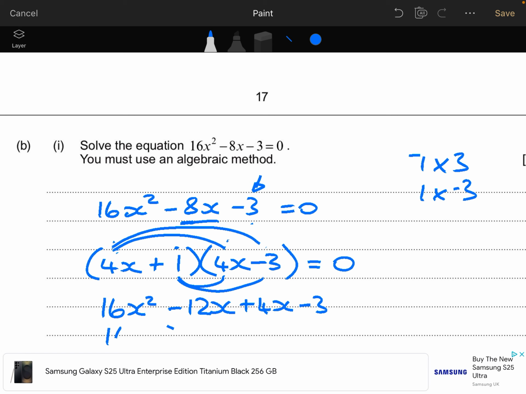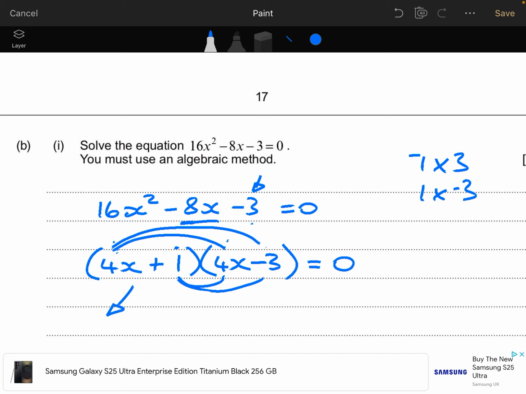So simplifying the middle bits, I've got 16x squared minus 12x plus 4x is -8x, which is what we wanted, and we've got the -3. So I know that that's right. So we've got our brackets there. So now I've checked that, I'm going to get rid of that. Obviously you must write further down.